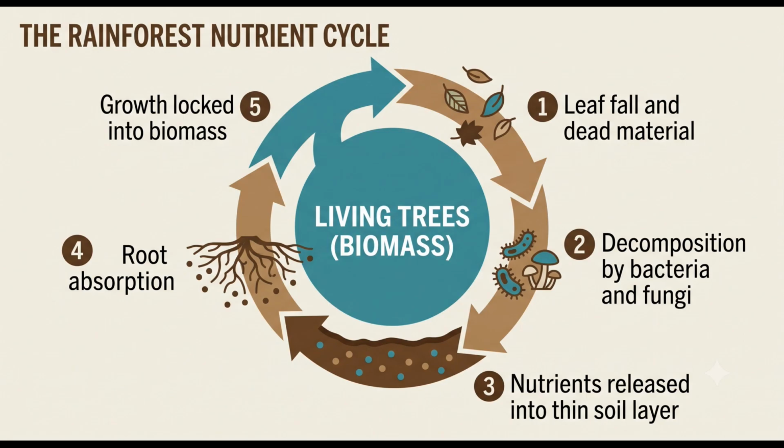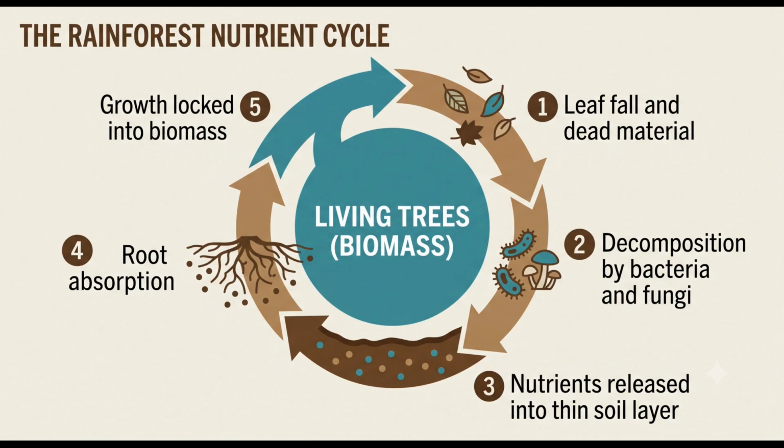Step 1. Leaf fall. Trees shed leaves and branches continuously. Animals leave waste. Organisms die. Organic matter accumulates on the forest floor. Step 2. Decomposition. Bacteria and fungi break down the dead material rapidly. The warm, moist conditions on the forest floor, 26 to 28 degrees, humidity near saturation, are ideal for microbial activity. Decomposition here is 2 to 4 times faster than in temperate forests.